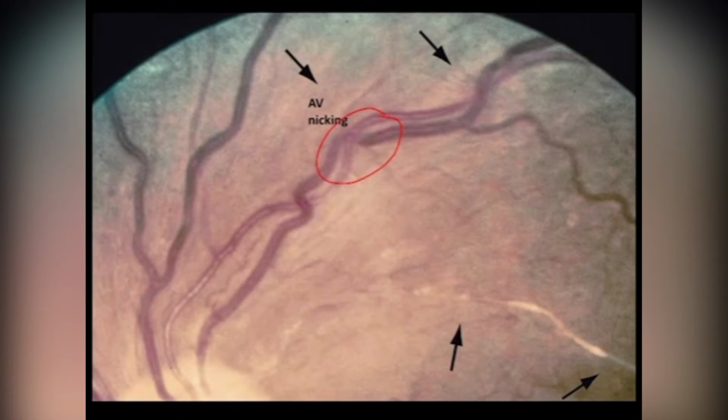Copper wiring is another sign of chronic hypertension, and when light reflects off of an arteriosclerotic vessel, the vessel appears kind of like a metallic wire. In copper wiring, this metallic appearance is only in part of the vessel, so you can see that the center of this vessel is kind of yellow, but the very edges of the walls remain red. Whereas in silver wiring, the metallic appearance is throughout the entire span of the vessel.